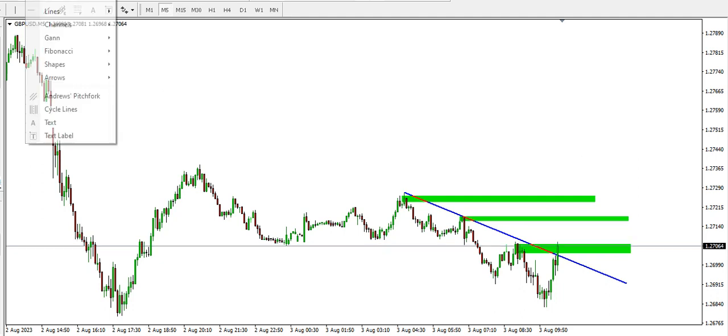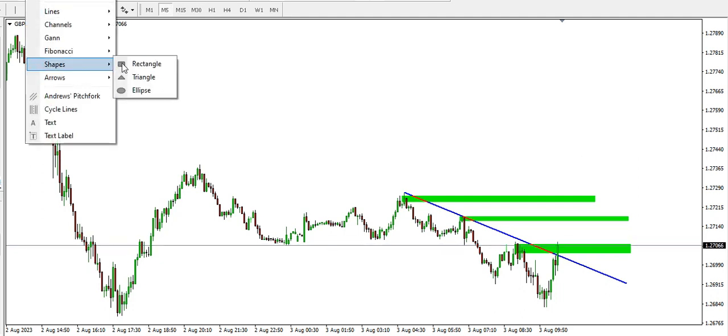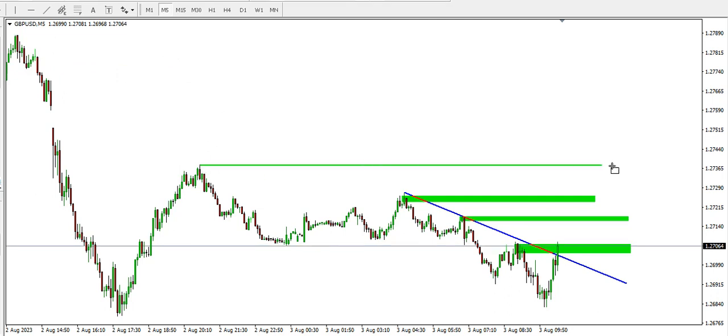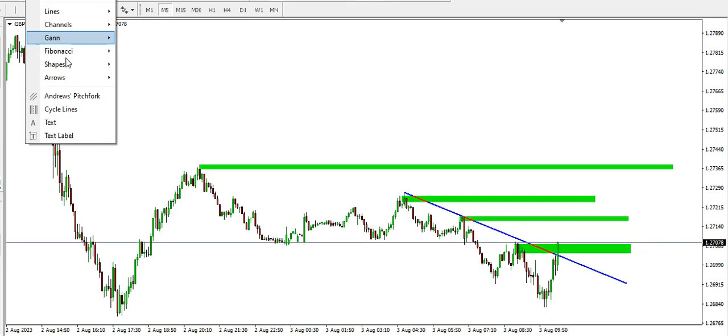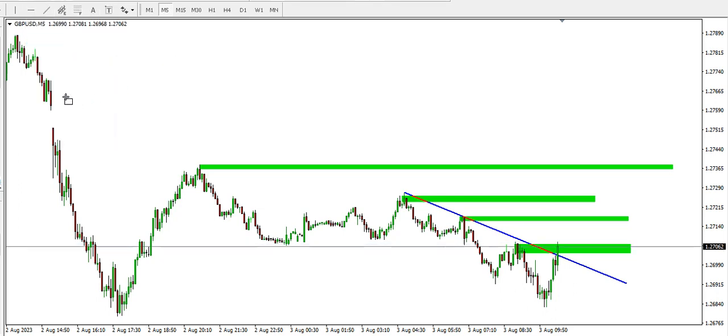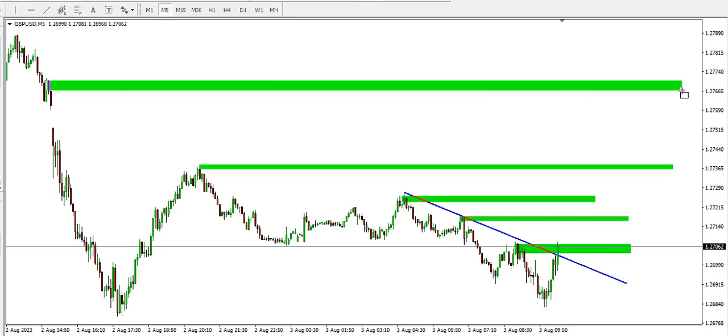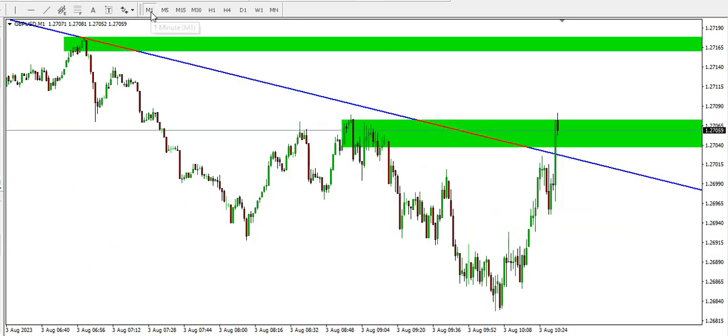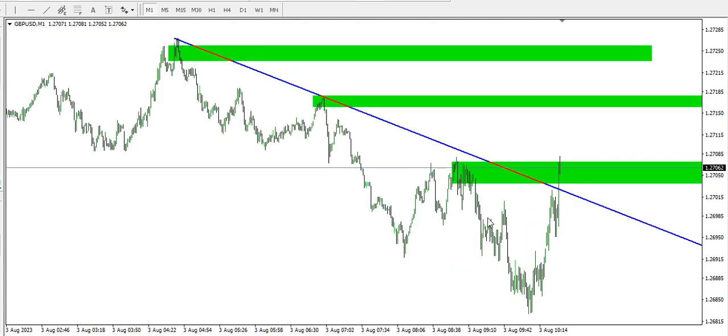Let me just plot it. We have another block around here, and we have another one around this point. Then price needs to continue to push above this, and that might take some strong news that will favor GBP for that to happen. On the 1 minute time frame, the overall direction is still bearish.